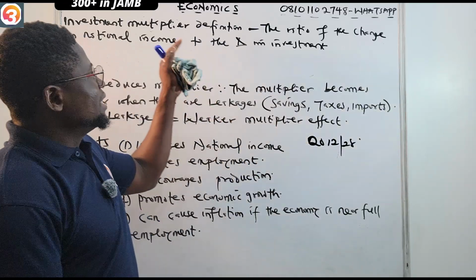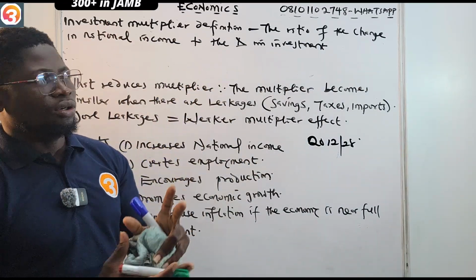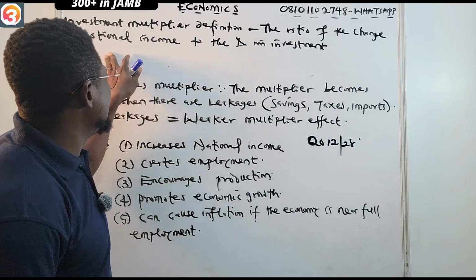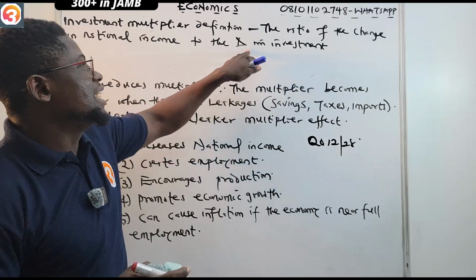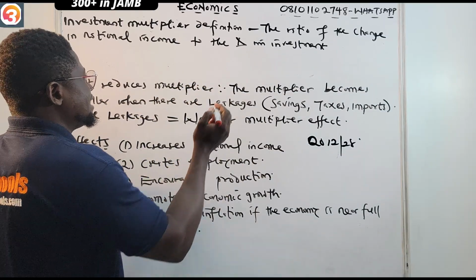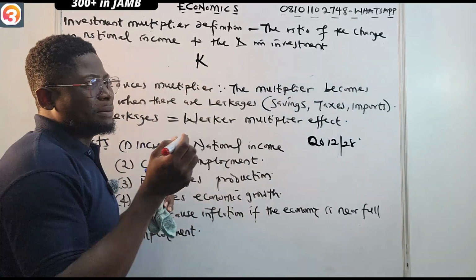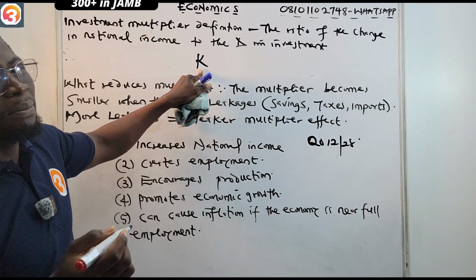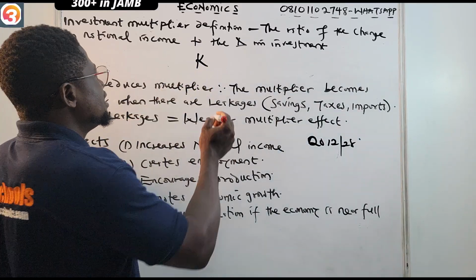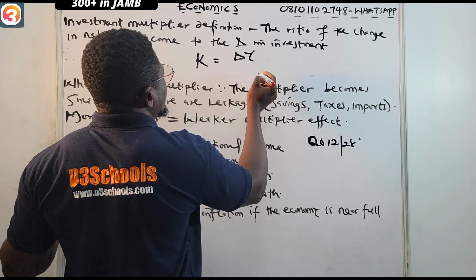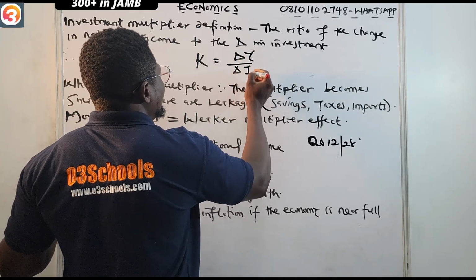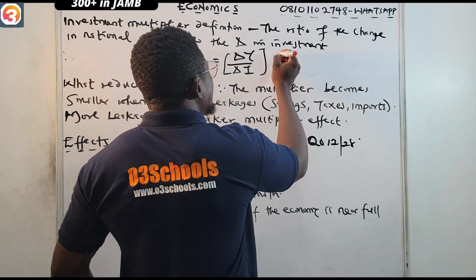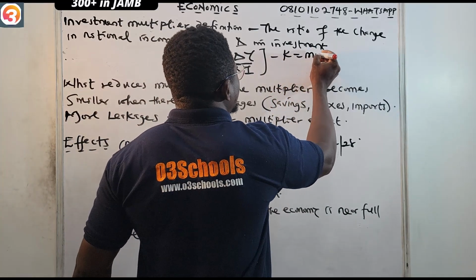So in terms of the investment multiplier definition, it's trying to refer to the ratio of the change in national income to the change in investment. That is, they're trying to say that the multiplier, which we represent as K, K is equal to change in income over change in investment. You must take note of this. This is the first formula you must take note of.